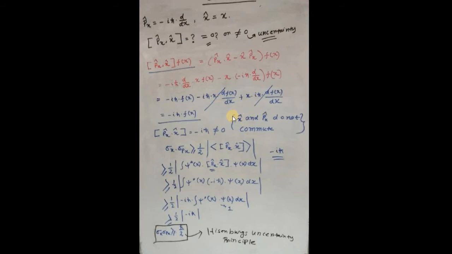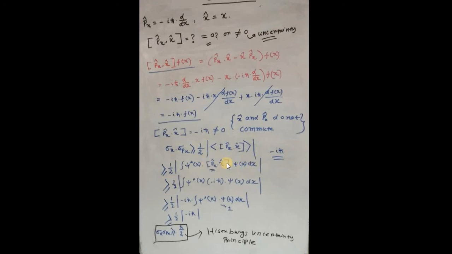Now again I have to talk about the uncertainty product. The uncertainty product of sigma x and sigma p_x will always be greater than or equal to half of the magnitude of the expectation value of the commutator. So how can we determine this? It will be greater than or equal to half the magnitude of the integration of psi star, which is any function of x, and this commutator operator [x, p_x] operating on some function psi(x) dx.